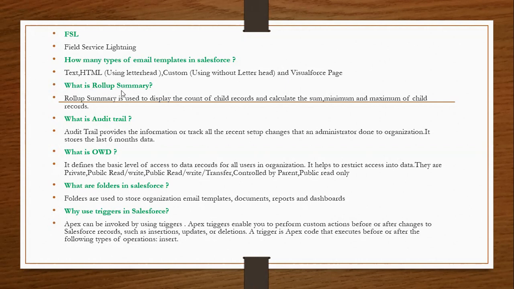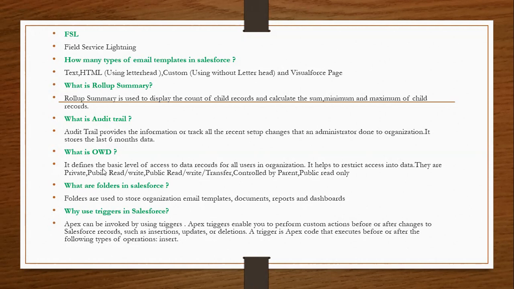Next, what is the roll-up summary? Roll-up summary is used to display the count of the child records and calculate the sum, minimum, and maximum of child records. Next, what is the audit trail? Audit trail provides the information to track all of the recent setup changes that an admin has done in the organization. It stores the last 6 months of data.